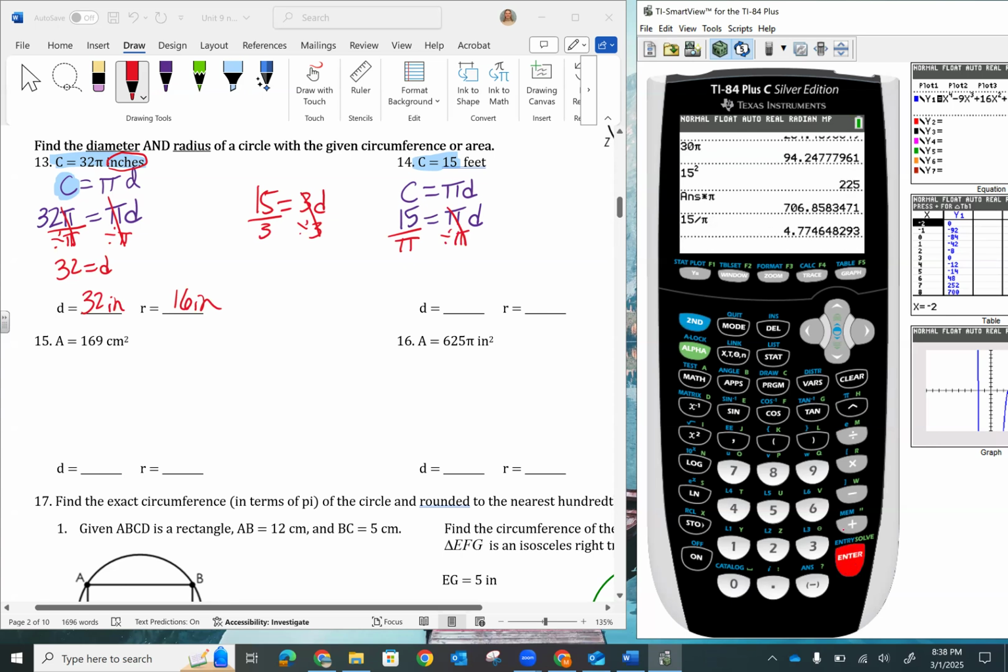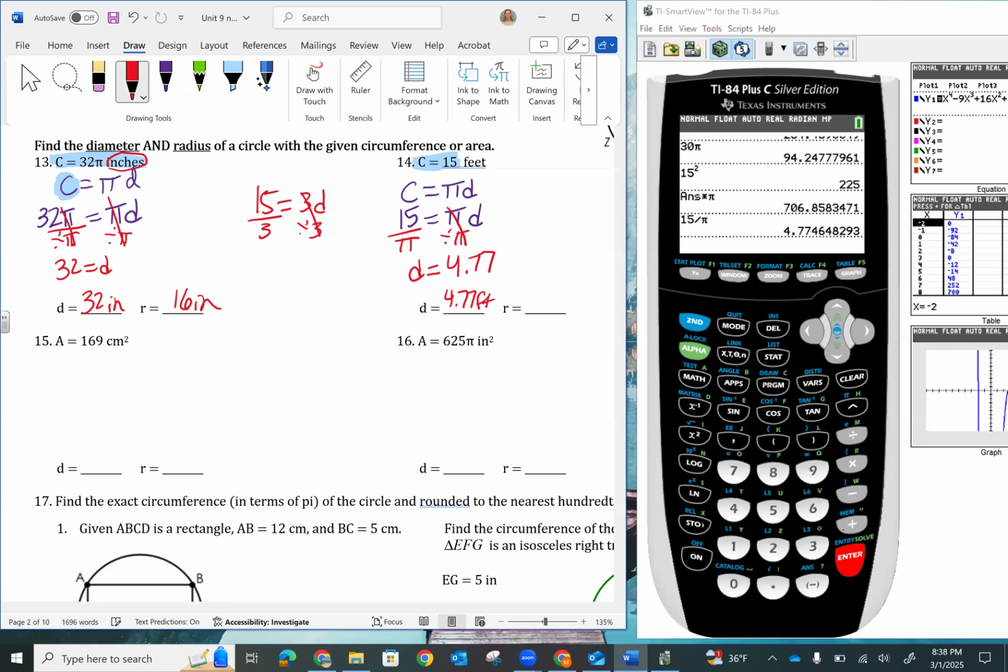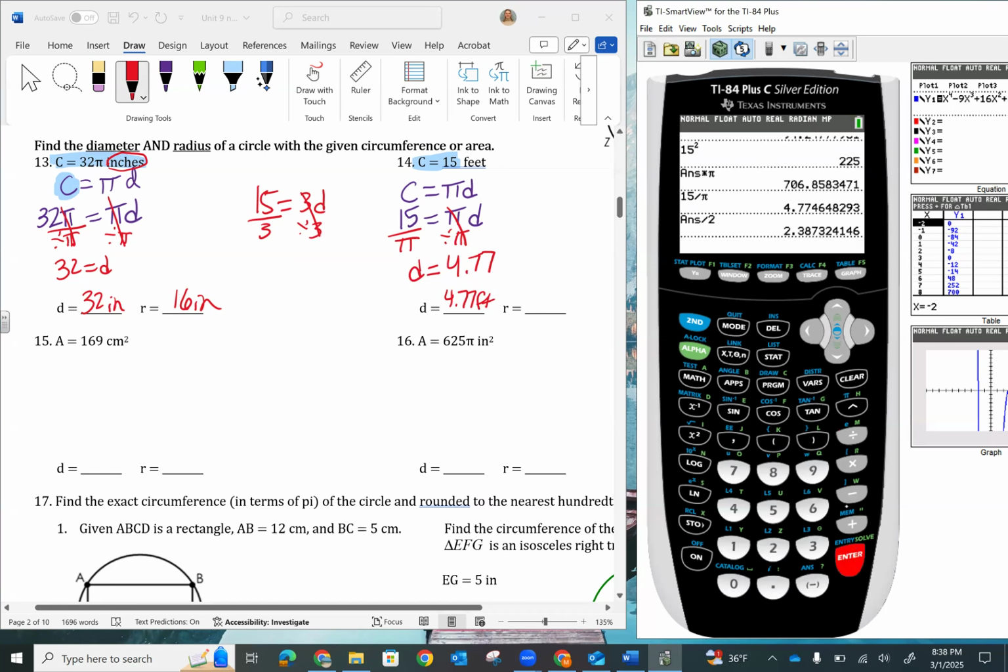And I'm going to get about 4.7746, and so on. So the diameter equals 4.77. We'll just go with that. We're talking about feet, so 4.77 feet. That means if you want the radius, you can take that and divide it by 2. If you've got the diameter, divide it by 2 to get the radius. And you're going to get 2.39.